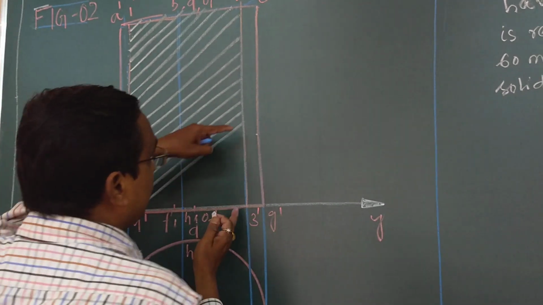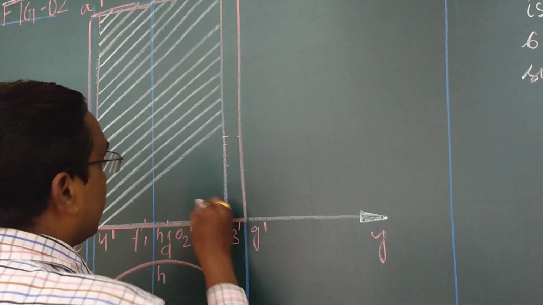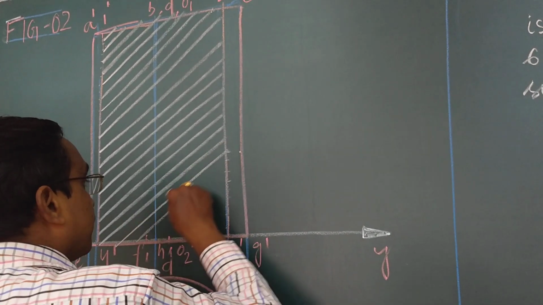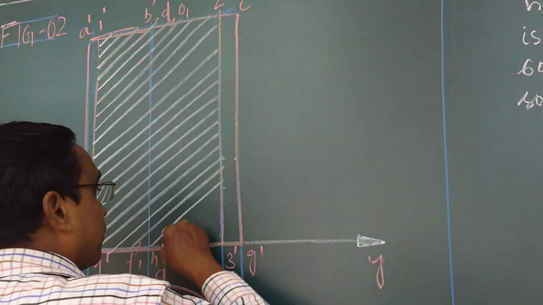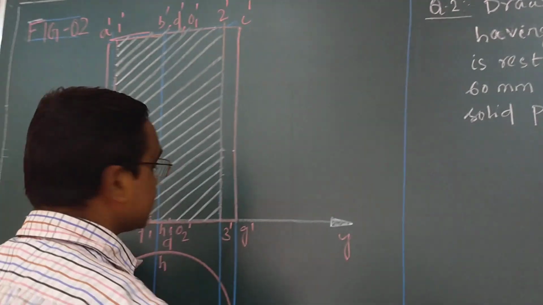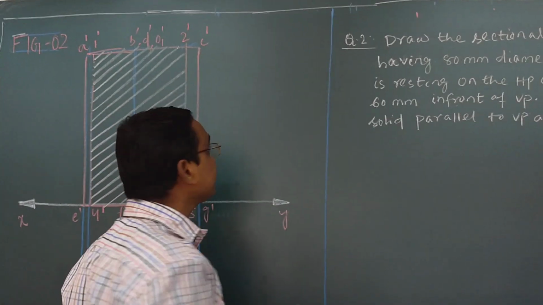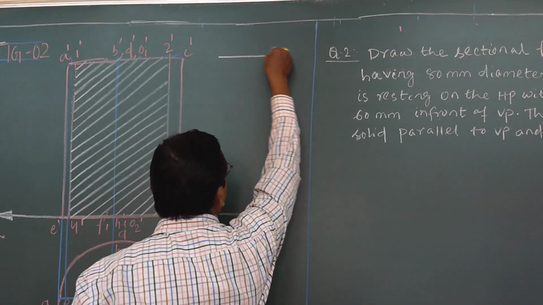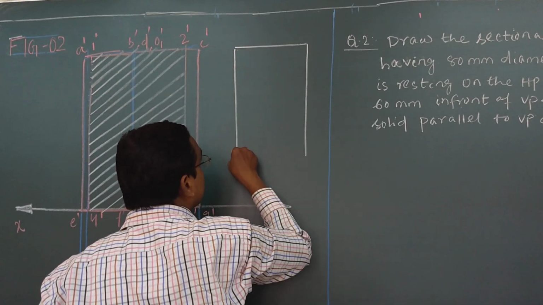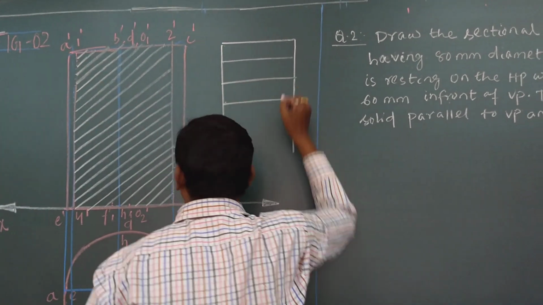Just mark. Again you mark here 2 mm, 2 mm, 2 mm, and through that point you draw the hatching line. So 1 dash, 2 dash, 3 dash, 4 dash is the sectional front view of the cylinder. Then in a capsule box write down the dimension. From the top 30, right side 30, width of the box is 30, each block is 6 mm, 6 mm, 6 mm, 6 mm to draw.